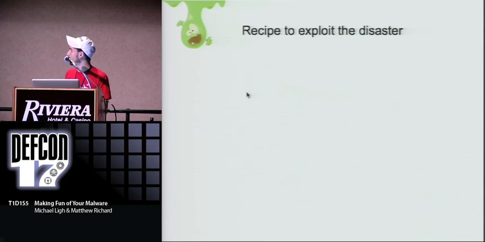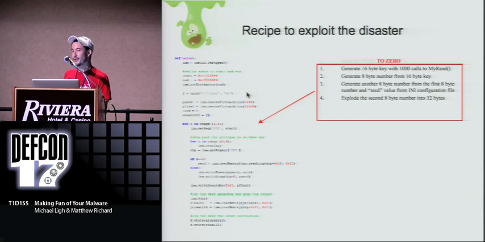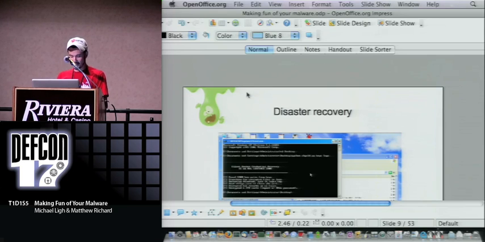So, recipe to exploit the disaster. Number one, we start with seeding the random number generator to 0. Those next 4 steps we can all automate with a Python script for Immunity Debugger, because we have the formula that computes that 16-byte key, the 8-byte key, the next 8-byte key, and the 32-byte key. It's not in C code, but we have it because we have a copy of the Silent Banker binary that does it. So that Python script, I'm going to show you a demo of how it works in just a second. When we're done, we should have a good disaster recovery scenario.